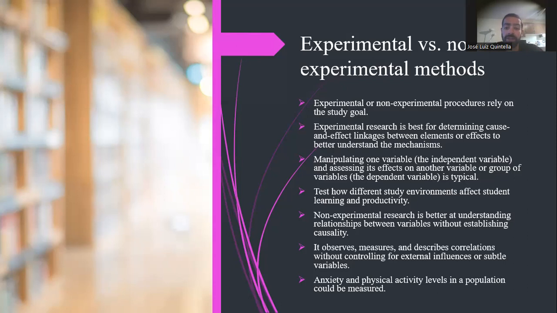Non-experimental research is better for understanding relationships between variables without establishing causality. It observes, measures, and describes correlations without controlling for external influences or subtle variables. Anxiety and physical activity levels in a population could be measured.